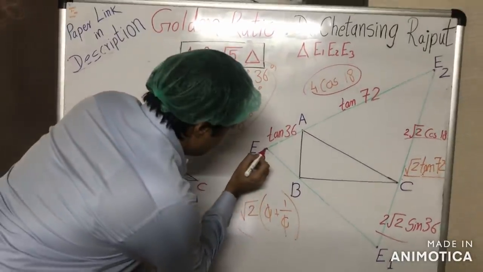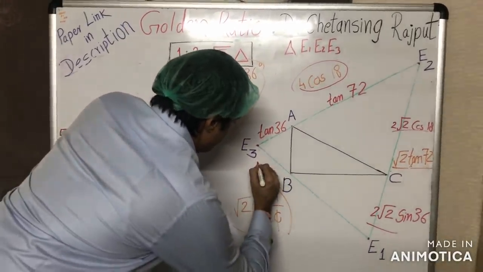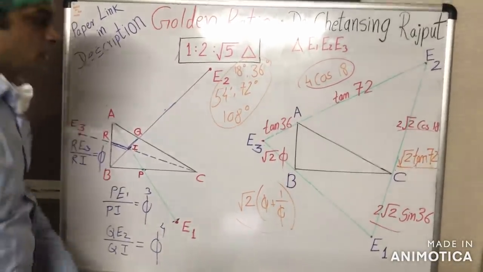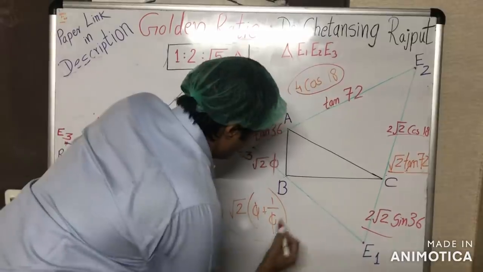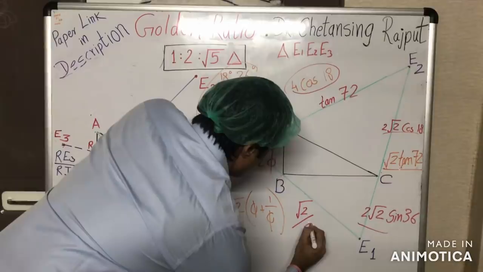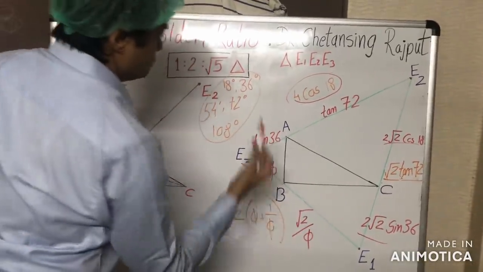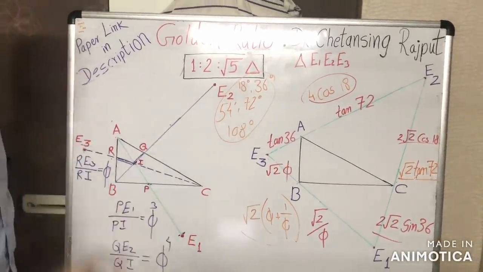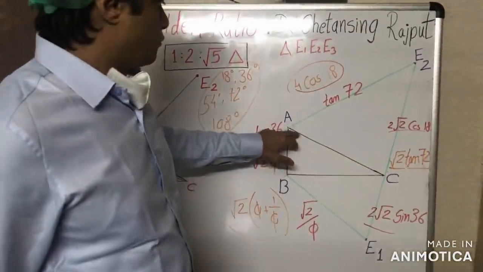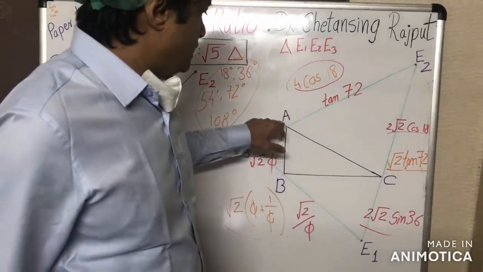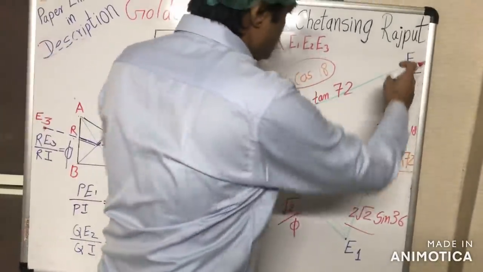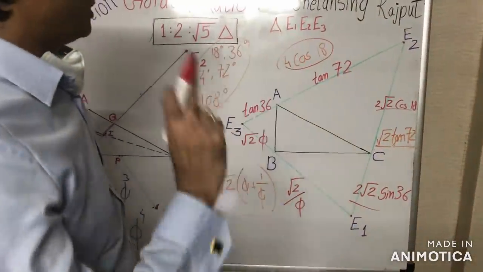Similarly, this length here, E3 and B, this is root 2 times golden ratio. Okay, and this length here, B, E1, this length here is root 2 upon golden ratio. They add up to this value. One more interesting thing I want to mention here. The points, the vertices of reference triangle A, B, C. The points A, B, C divide these three side lengths in very interesting manner.